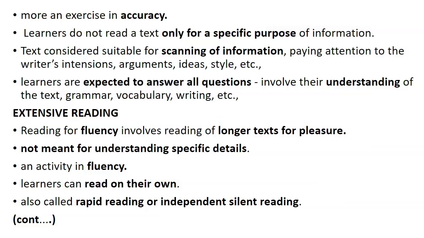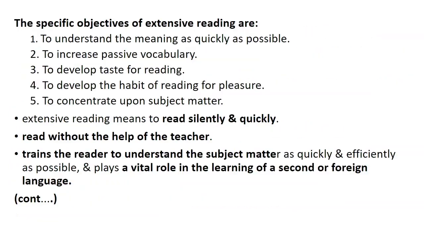Okay, in contrast, if we talk about extensive reading, now we are concentrating on the learner's fluency, and especially in reading longer texts for pleasure. It's not meant for understanding specific details. It's an activity in fluency, and we let the learner read on his or her own. Sometimes it's also called rapid reading or silent reading. The specific objectives of this type of reading are to understand the meaning as quickly as possible, to increase passive vocabulary, to develop a taste for reading, the habit of reading for pleasure, and to concentrate upon subject matter.